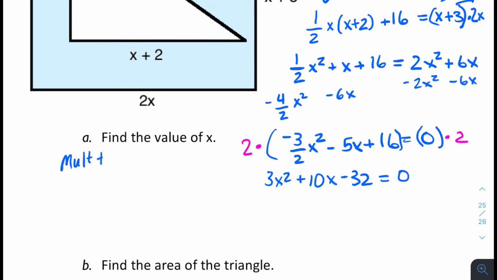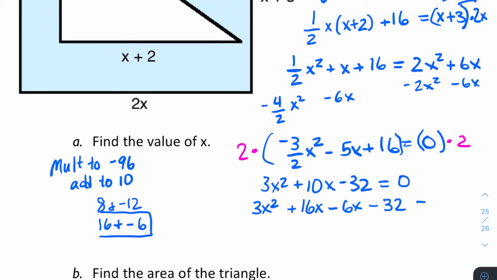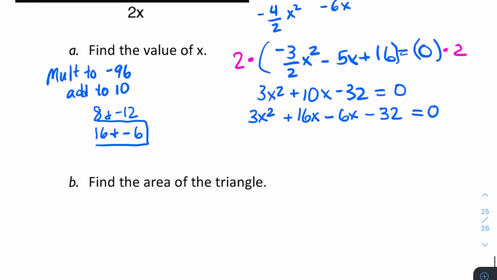Okay, now I'm going to factor. Since it's a little bit of a harder one, I'll find the two numbers that multiply to -96, sorry, -96, and add up to 10. Things that multiply to 96: 8 and -12, nope. 16 and -6 will do it. So I can rewrite my middle term and then make a couple groups, factor out my common factor.